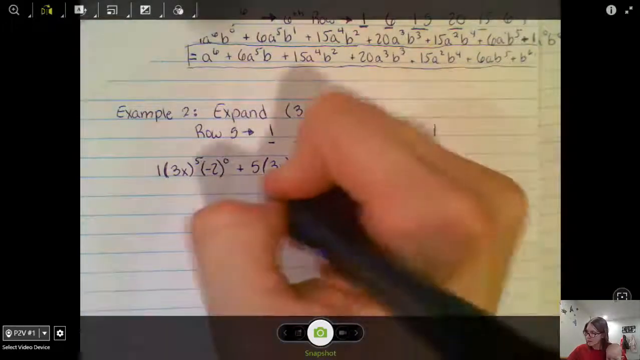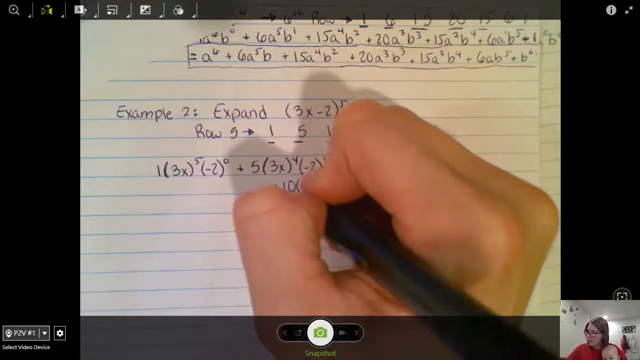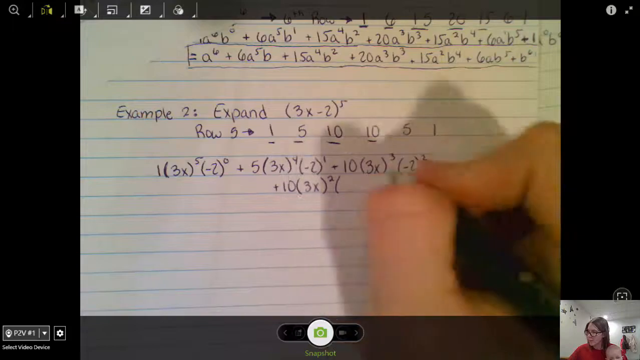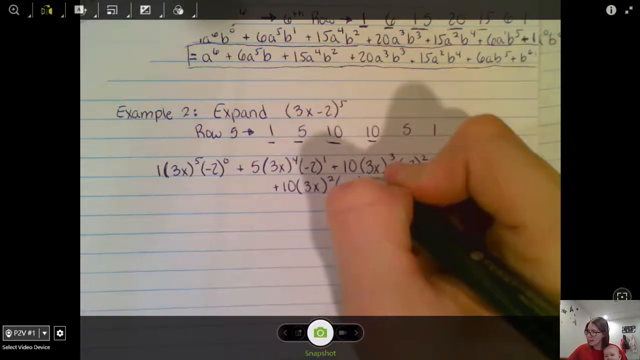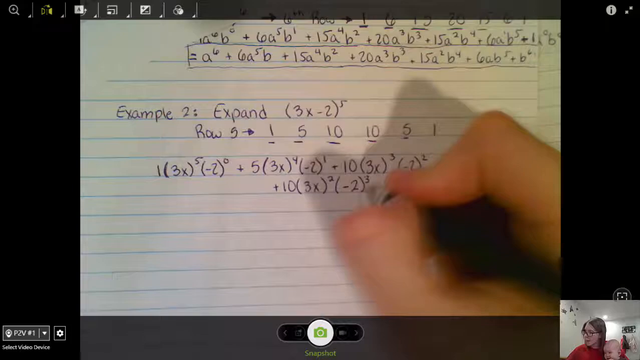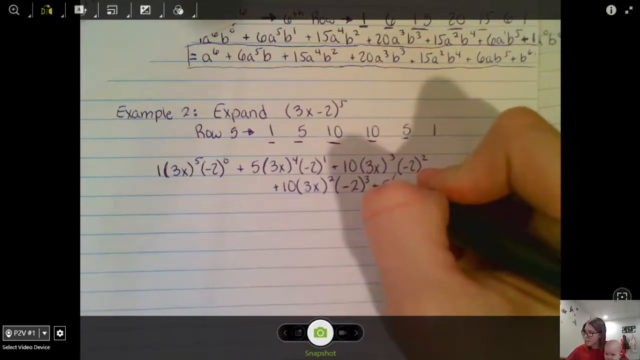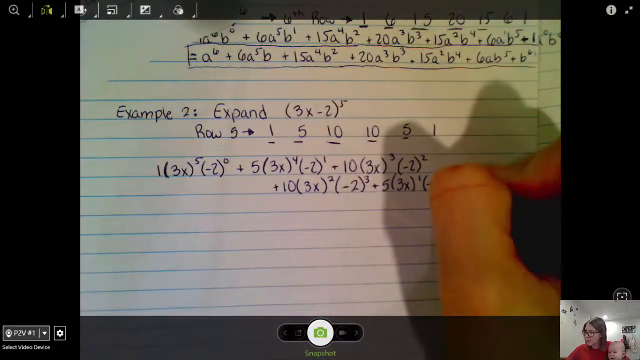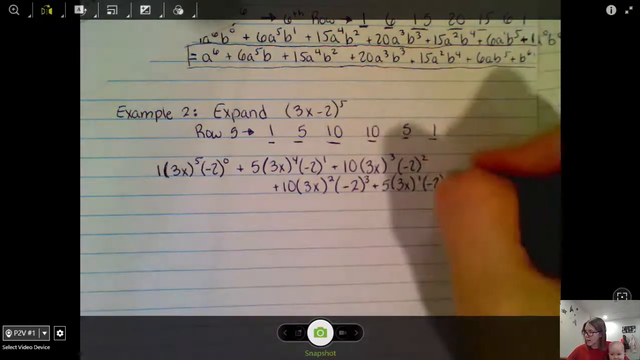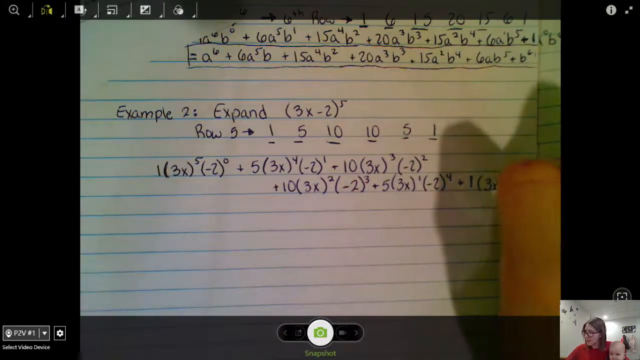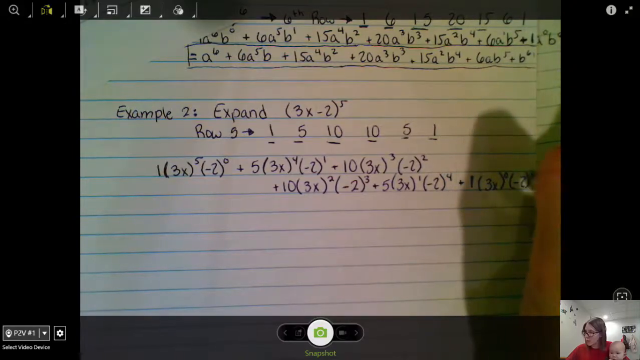10 again. And I'm going to write that down here. The 3x loses a power, so we're down to the 2nd power now. And the -2 gains a power. The 5. 3x loses a power. -2 gains a power. And finally, 1 times 3x to the 0 power, -2 to the 5th.